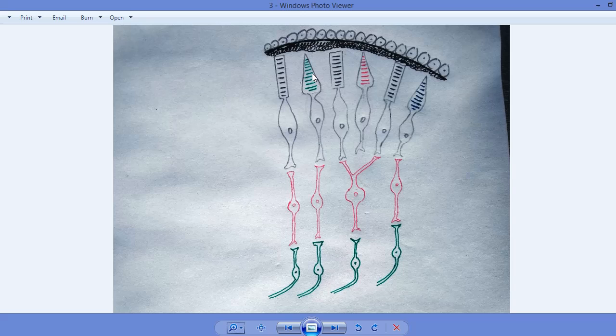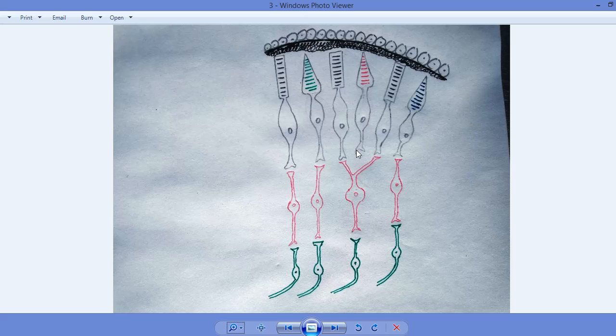In that condition the rods and the cones have electric potential of minus 30, and when it has electric potential of minus 30 these rods and cones are continuously secreting neurotransmitter, and that neurotransmitter is glutamate, which is an inhibitory neurotransmitter. When your eyes are closed these rods and cones will continuously secrete inhibitory neurotransmitter towards the bipolar cell. Why? In the form of no vision, in the form of closed eyes.